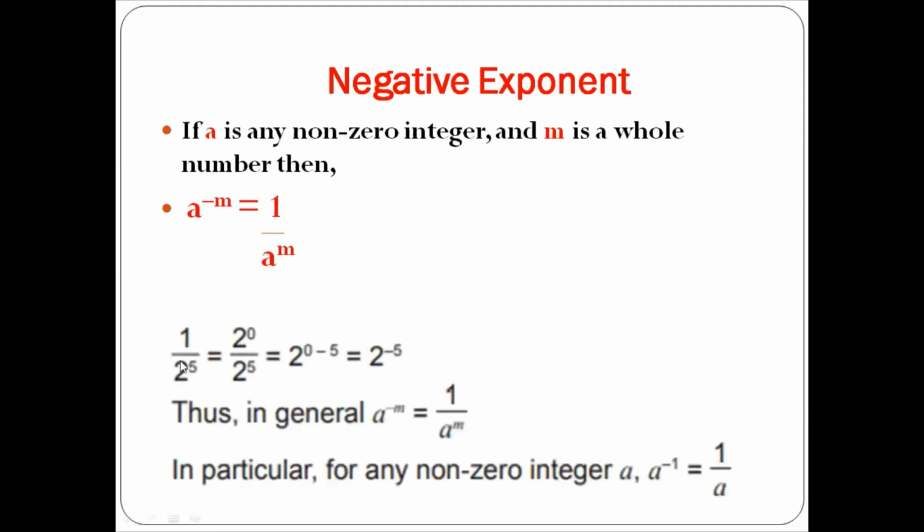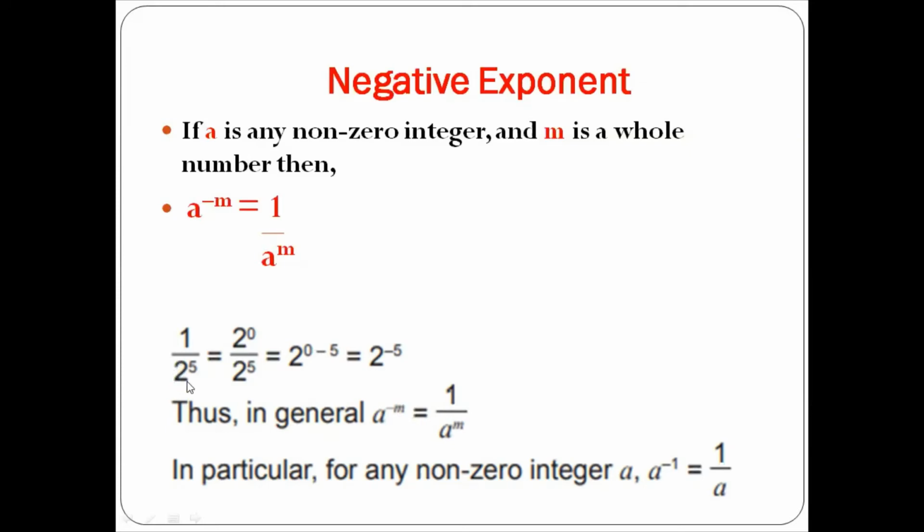Here you can see 1 upon 2 raised to power of 5. So here instead of 1, we can write 2 raised to power of 0. Why? Because in the sixth law of exponents, it is said that if any number is having power of 0, then the answer is 1. So instead of 1, we have written here 2 raised to power of 0. So the question is why we have taken base 2.